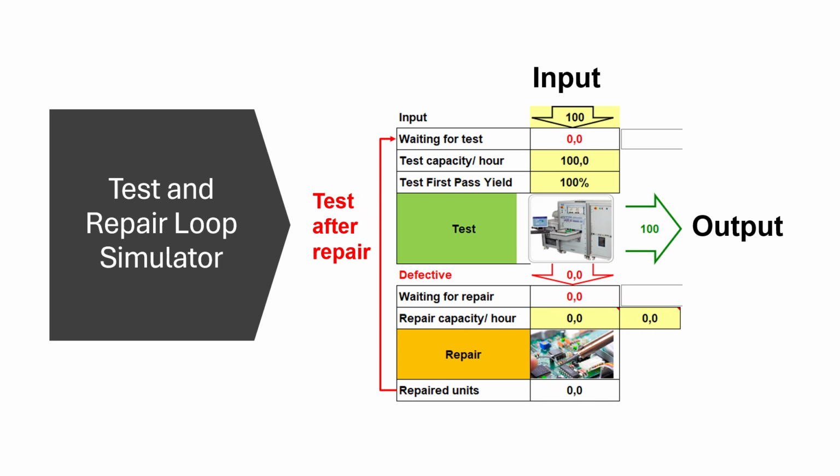Repair capacity has, typically, high variability, so we need to know the repair standard deviation. The main objective is to ensure that this test/repair loop doesn't become the bottleneck for the whole value stream. This means that output throughput should be equal to the input.